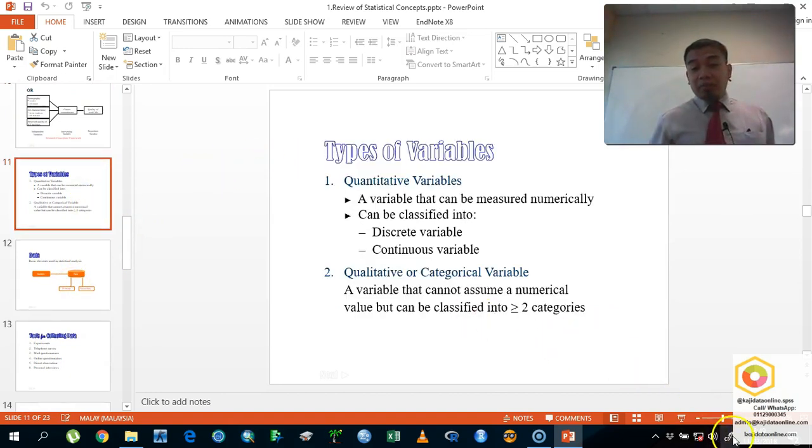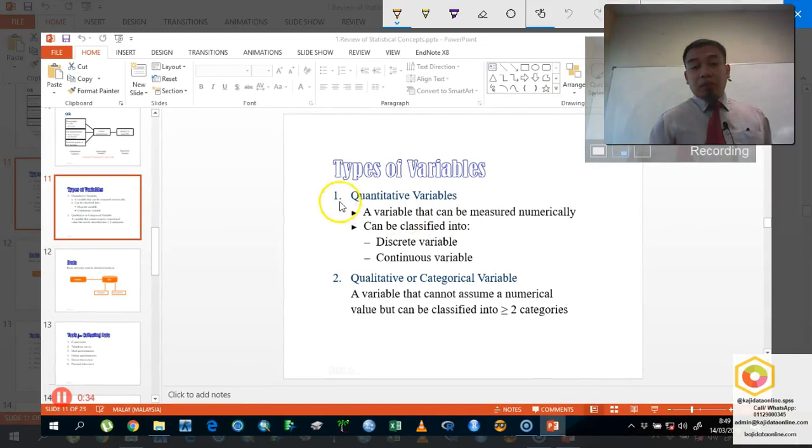Okay, the next one is the types of variables. You must also understand there are two types of variables. The first one we call quantitative variables. That means they have numeric evidence or numeric data. So numeric data we call quantitative. And the other one is qualitative, or categorical data.